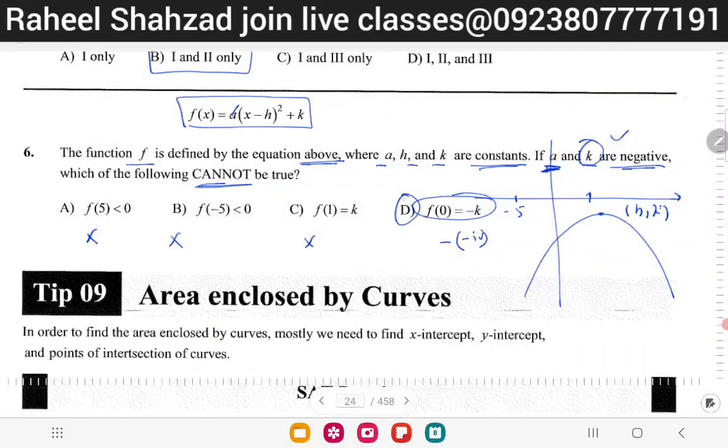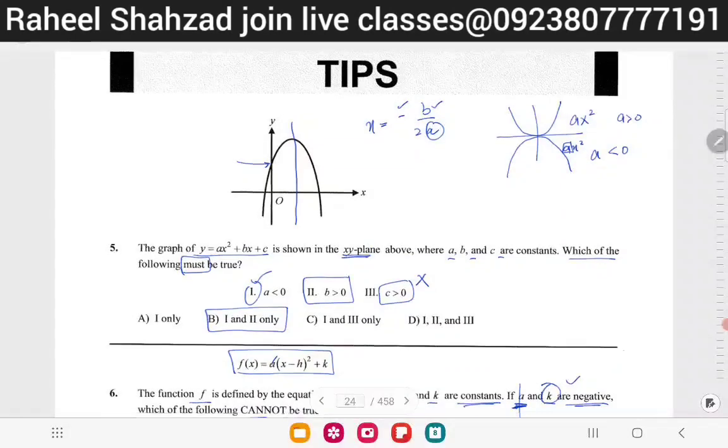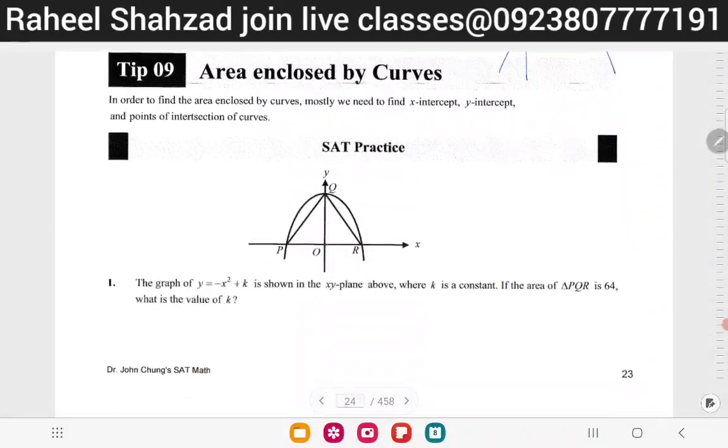That cannot be true. Okay, so this is how we discuss quadratics in SATs mostly.